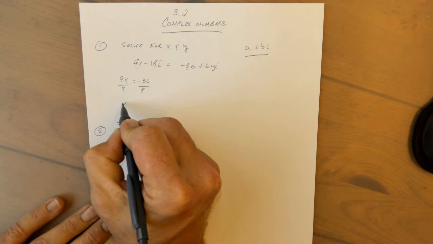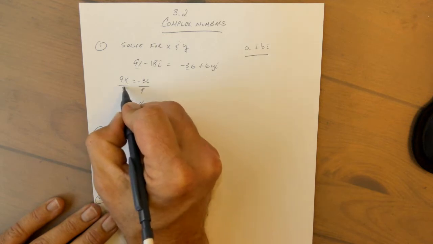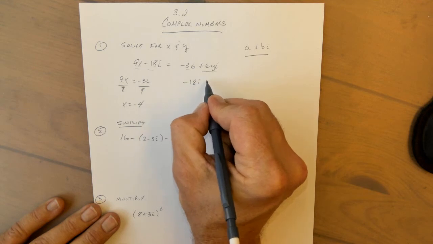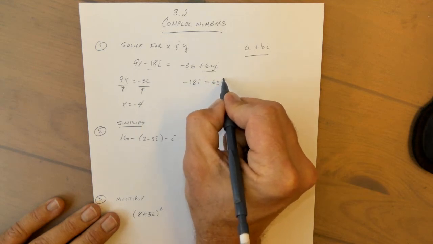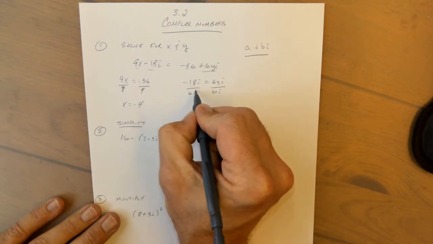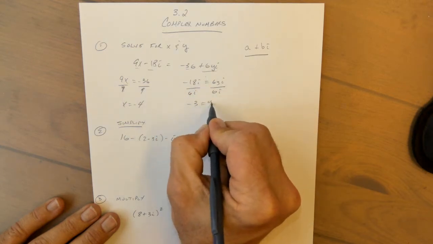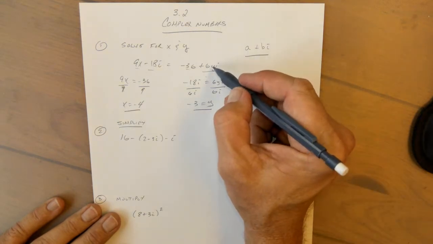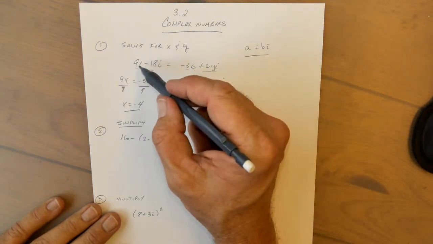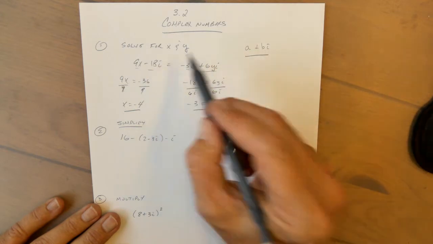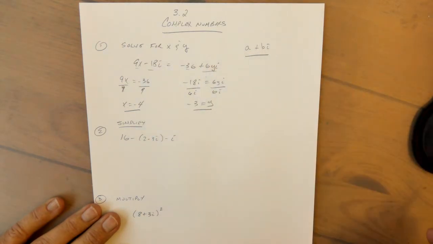Divide by 9 and we get x equals -4. And then we set the imaginary components equal to each other. And if we divide both sides by 6i, we get y equals -3. So those are the values if we substitute -3 for y and -4 for x. You will end up with -36 minus 18i on both sides.